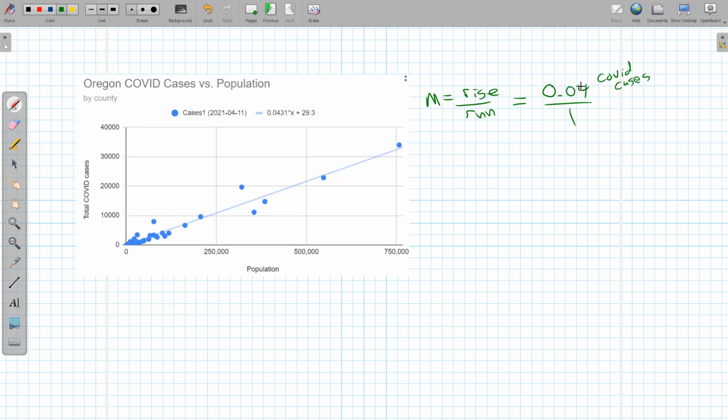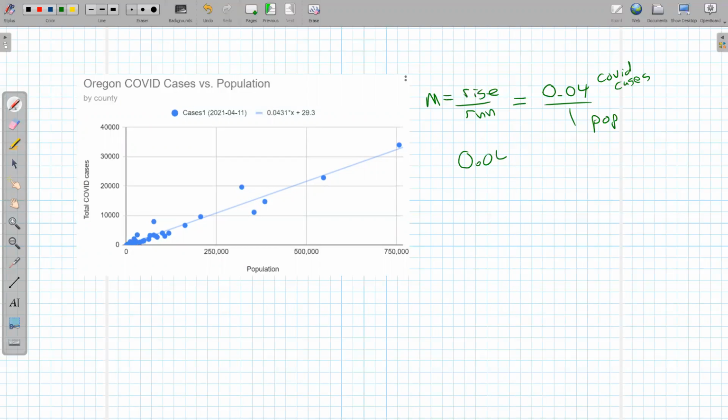All right, can't have 0.04 COVID cases, so I got to figure out how to deal with that. That's going to be a struggle, and this is population. At first glance, it looks like for each additional person in the population, there's going to be 0.04 more COVID cases. All right, that's not working so well. So what does 0.04 mean?